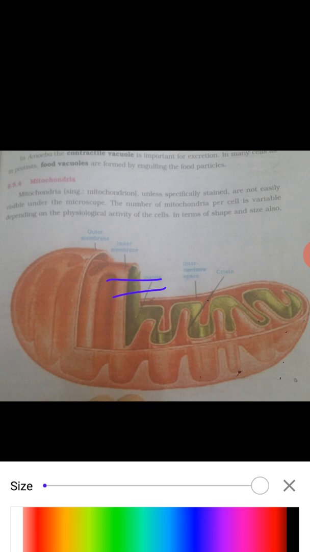Oxysomes are something like this. This is the membrane. This is the stalk. This is the head. When H plus ion passes from higher concentration to lower concentration, it releases energy. That energy is converted to ATP. This is how ATP synthesis in mitochondria occurs.